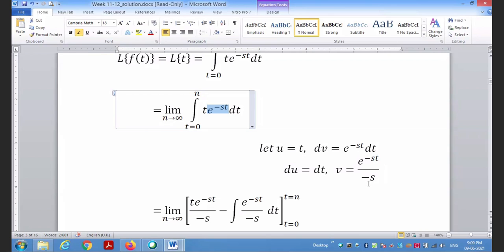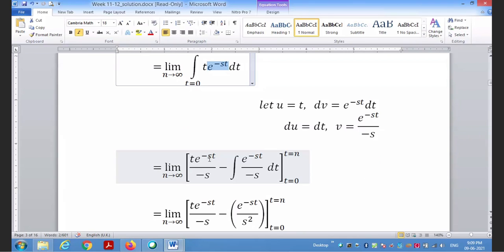And then you use uv. So uv equal to t times e to the power of minus st divided by minus s. You have this. Then uv minus integral v du. Remember you use integration by parts. So now v equal to this and du equal to dt. So the integral of v du, and then you evaluate t from 0 up till n.